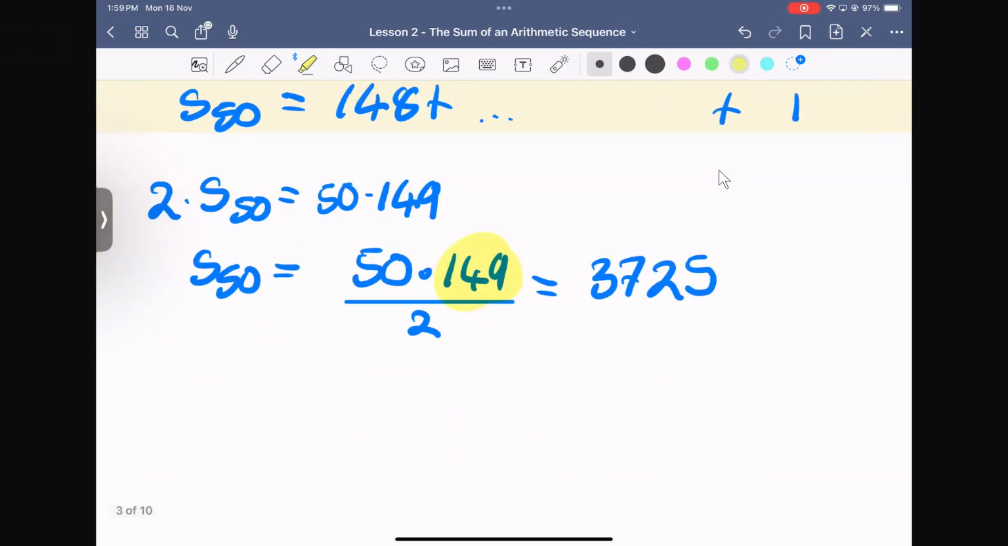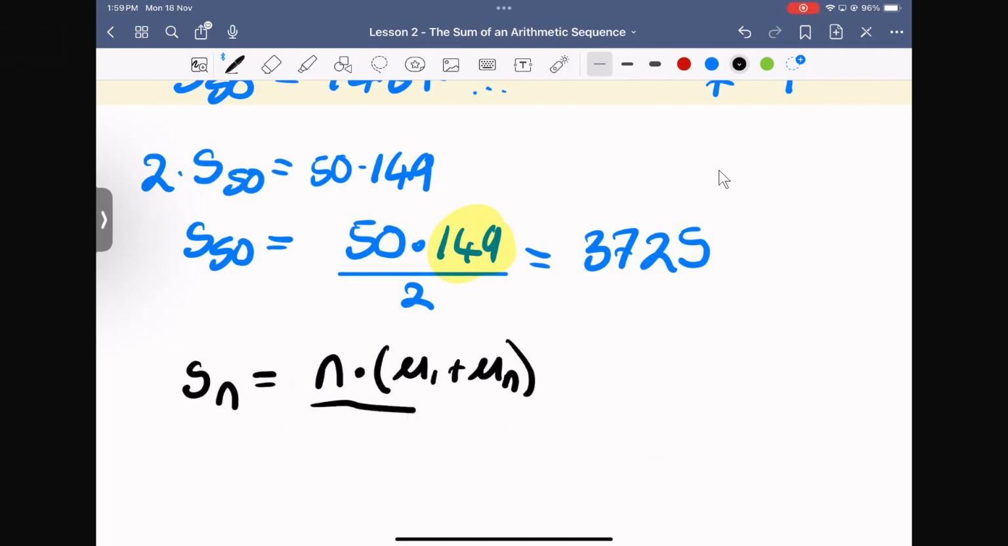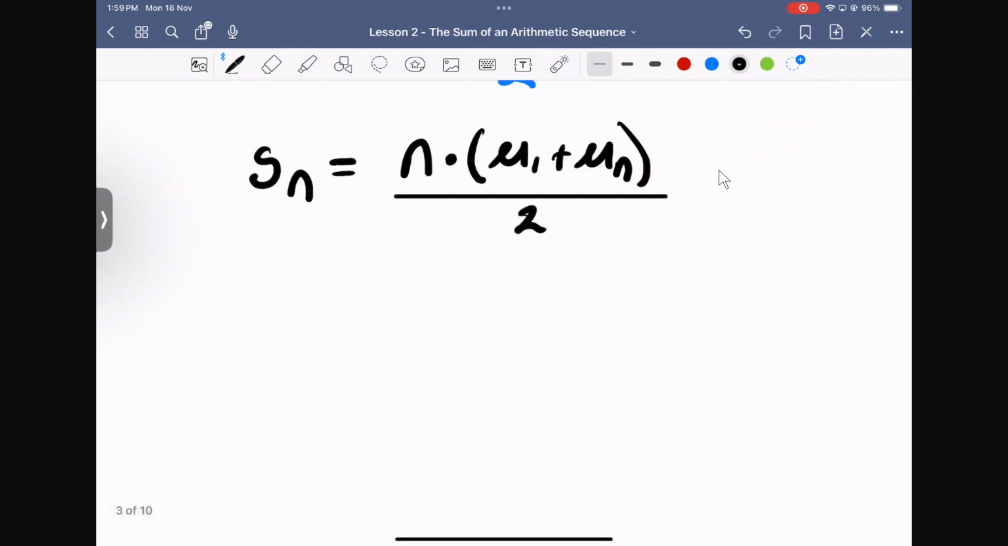So if we wanted to find the sum of n terms, how many terms in the sequence would there be if there's n terms in the sequence? N. This number here is U1 plus Un, the first and the last term. And then we divide it by 2. So this is the formula for counting for any sequence now.